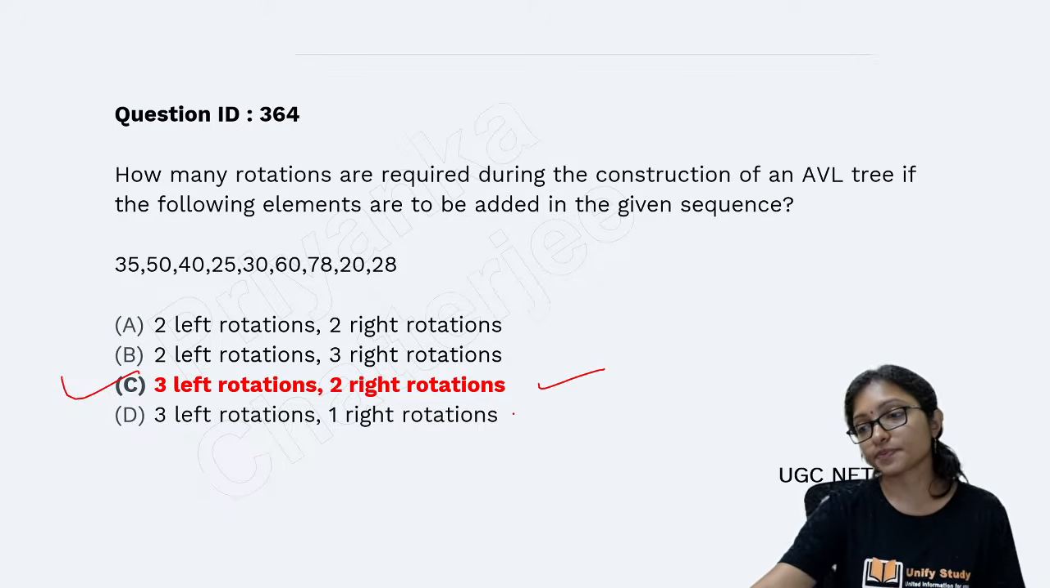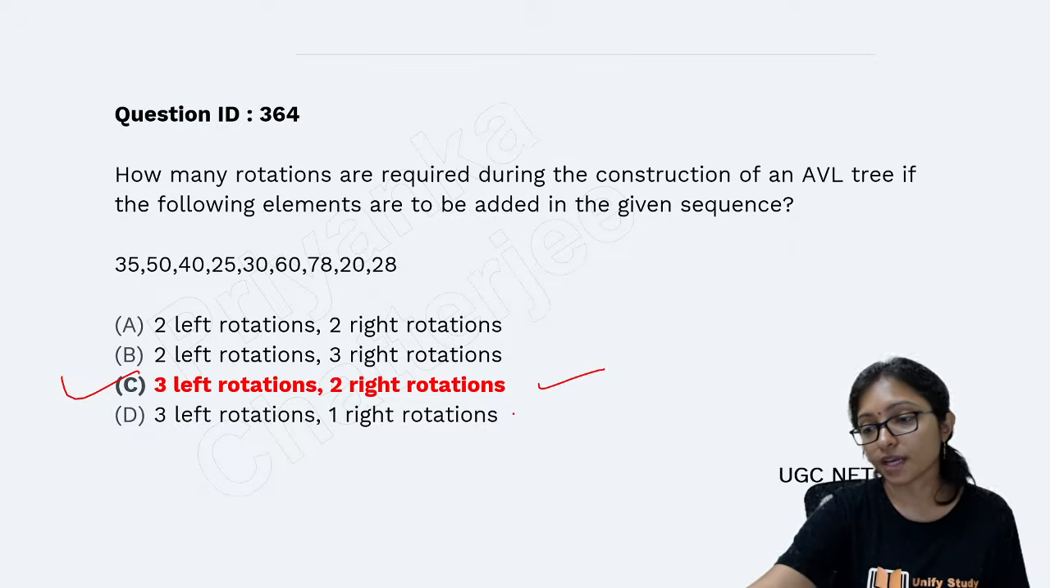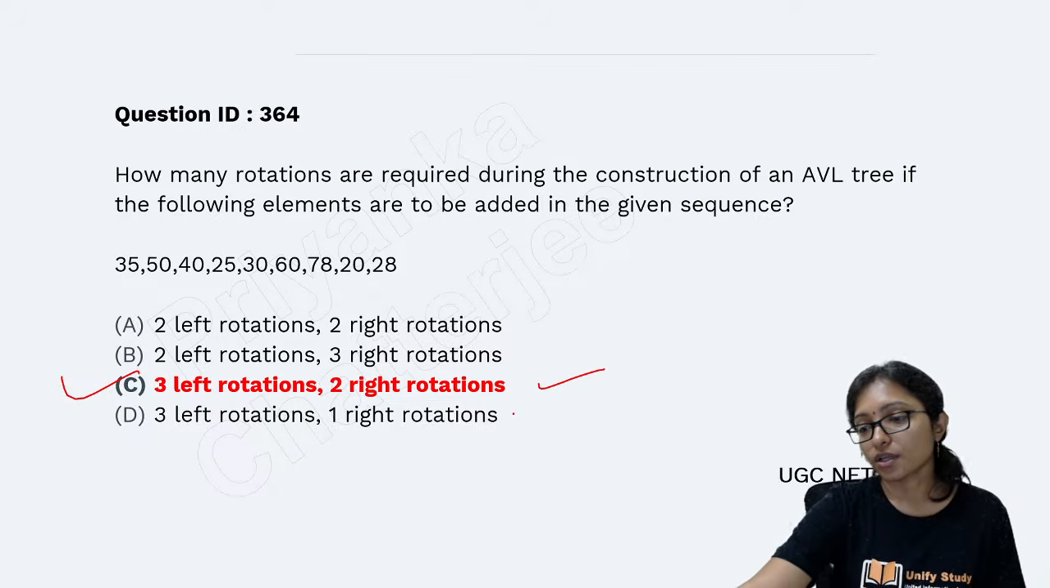Is this clear? Is this clear to everyone? Yeah, I hope so. Yes. I hope it's clear, right? Clear?